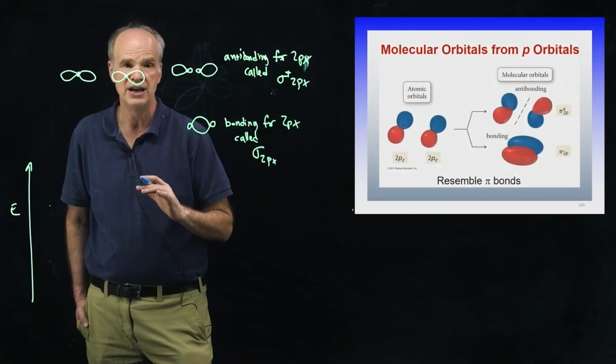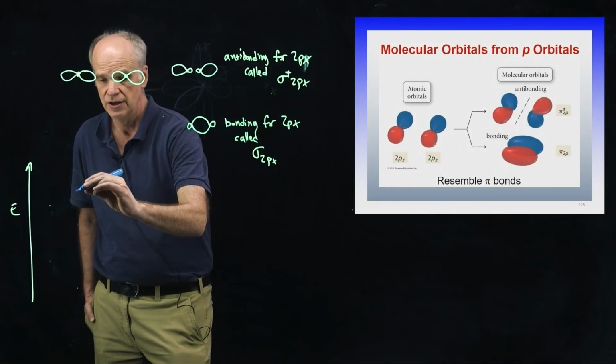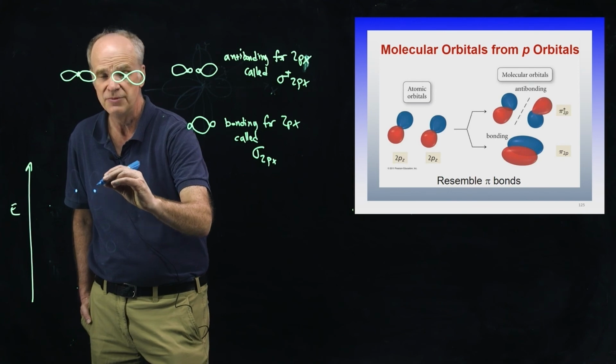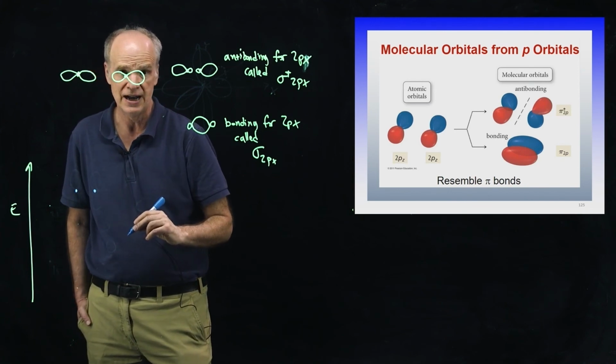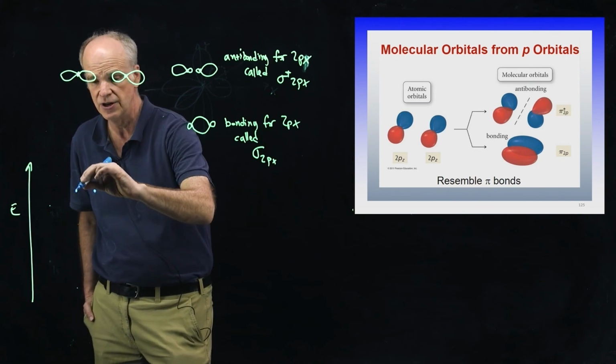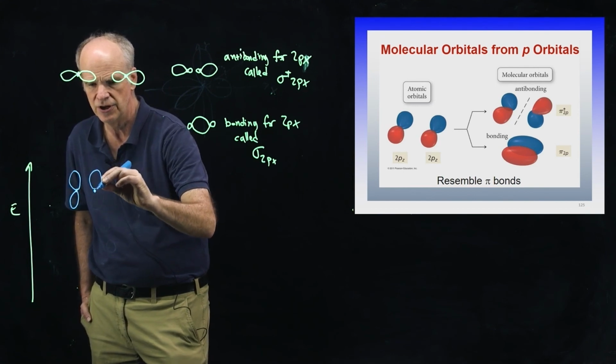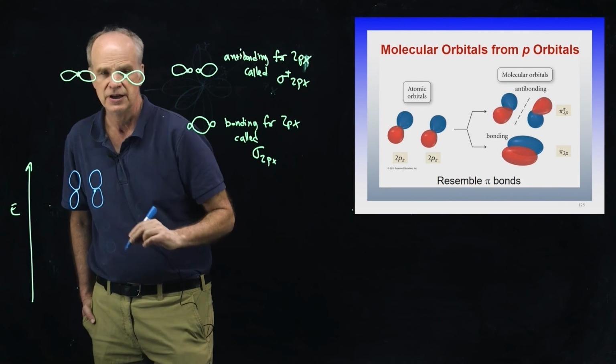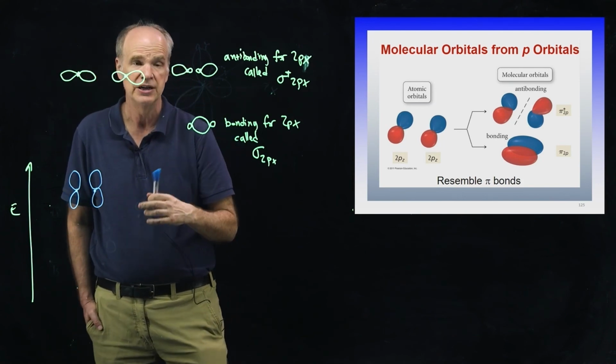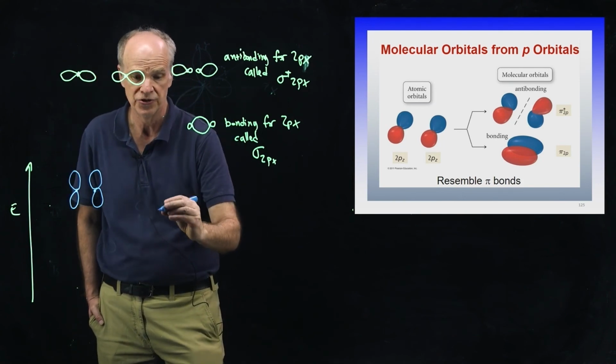Now, what I want to do next is draw out how the p orbitals oriented on the y-axis overlap. So we have here one p orbital and another p orbital here. And so they can mix together. They can do it constructively to form the bonding orbital. So let me show you that.